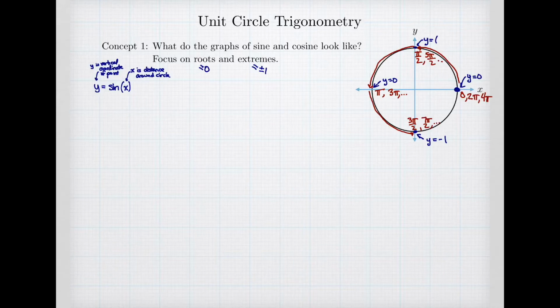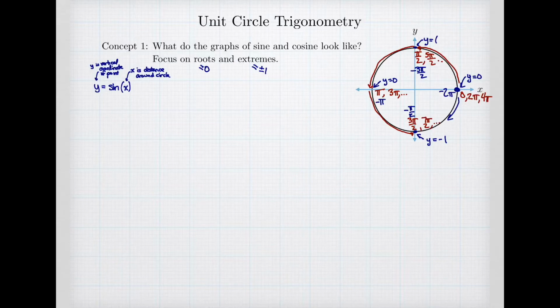But I could have also gone in the negative direction, which means that if I ended at negative pi over 2, I end up at the bottom. If I end up at negative pi, I'm at the left. Negative 3 pi over 2, I'm at the top. Negative 2 pi, I'm at the right. I can go around infinitely many different ways in the clockwise direction as well.